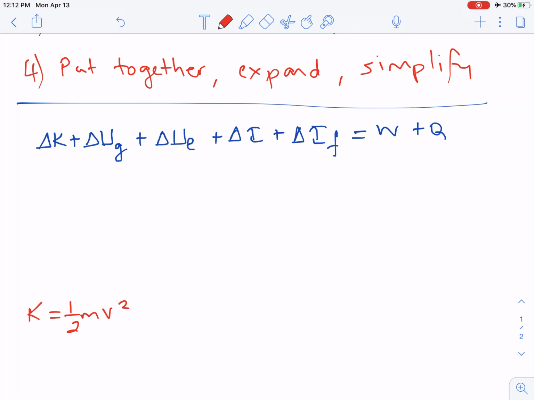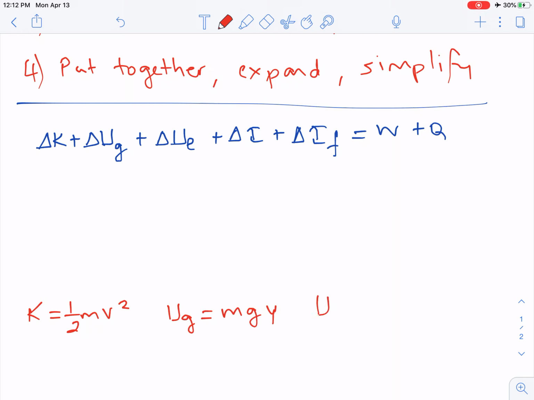And delta U_G is the gravitational potential energy, and it is defined by mgy. Y is always taken upward, and I usually take the bottom level of the motion as 0, so that y will always be positive. You don't have to do it that way. I just don't like to deal with negative signs. But you have to always keep straight up as your y-axis.